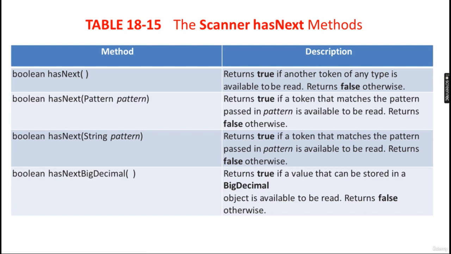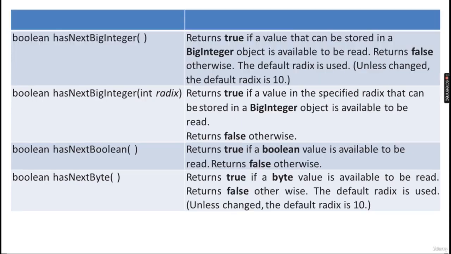So Scanner methods we will see now. boolean hasNext() returns true if another token of any type is available. Otherwise, it returns false. boolean hasNext(Pattern pattern) returns true if a token that matches the pattern passed in pattern is available to be read. So any token that matches the pattern specified in brackets is still available; otherwise, false. boolean hasNext(String pattern) returns true if a token that matches the pattern passed in pattern is available to be read. Returns false otherwise. boolean hasNextBigDecimal() returns true if a value that can be stored in a BigDecimal object is available. Otherwise, it returns false.